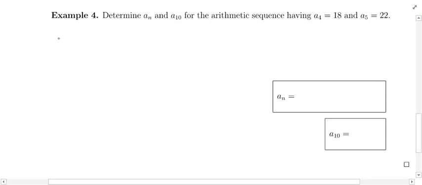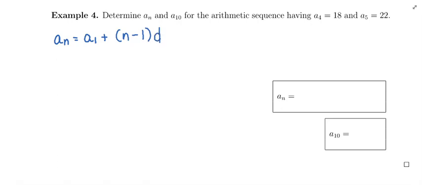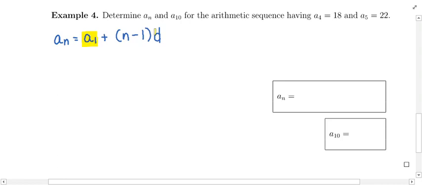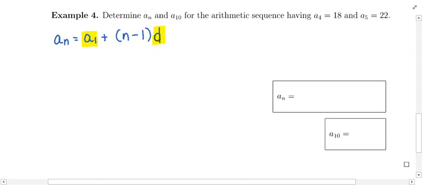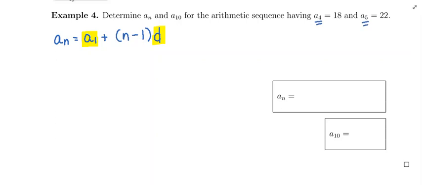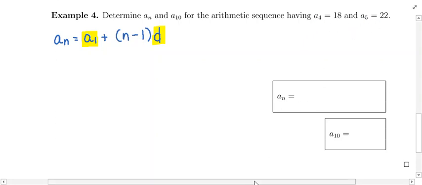All right, so we're going to use the formula an is equal to the first term plus n minus 1 times the common difference. Again, we need a1 and we need d to specialize this formula to the specific sequence. So we're going to start by getting d. Why can we get d? Well, the given information, we have a4 and a5. Those are consecutive terms. So we can figure out the d value from these 2 terms.